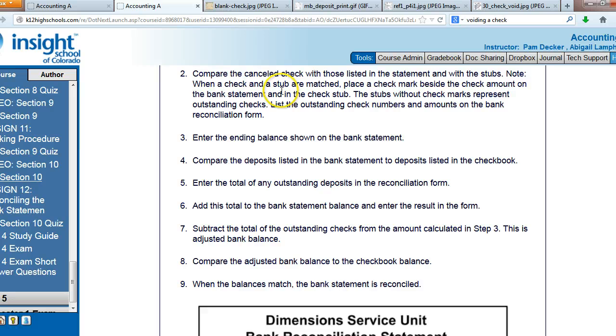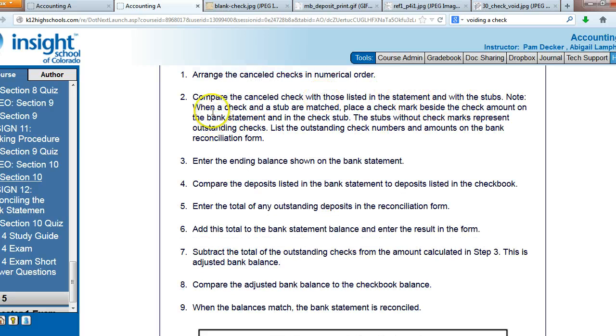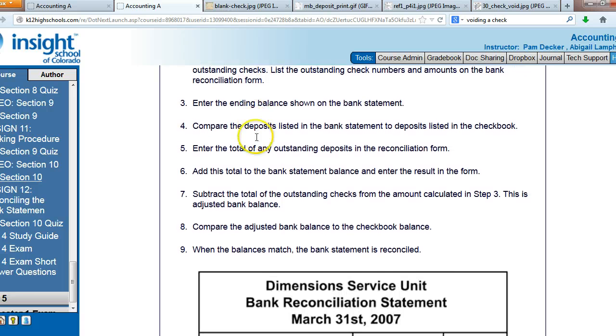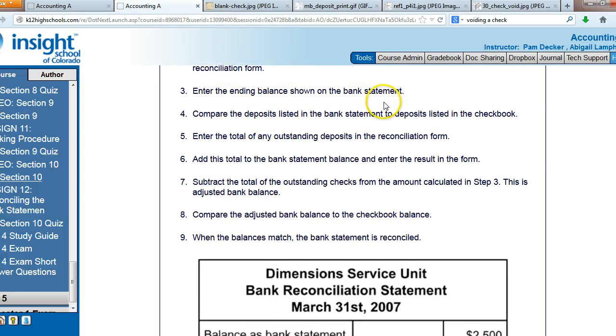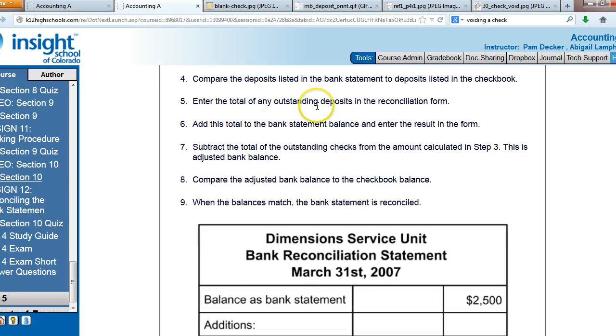Compare the canceled checks with those listed in the statement and with the stubs. Note when a check and a stub are matched, place a check mark beside the check amount on the bank statement and in the check stub. That just lets you know that that check has been accounted for. Enter the ending balance on the bank statement. Compare deposits, enter the total of any outstanding.